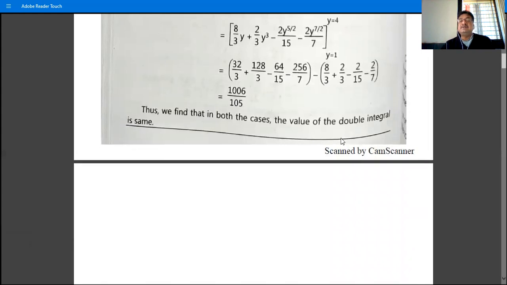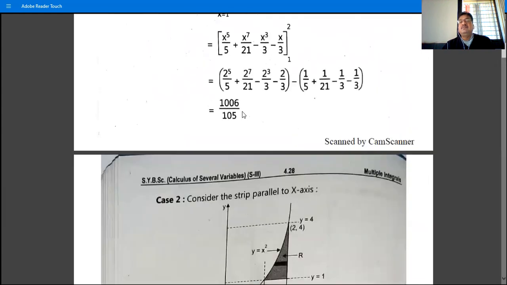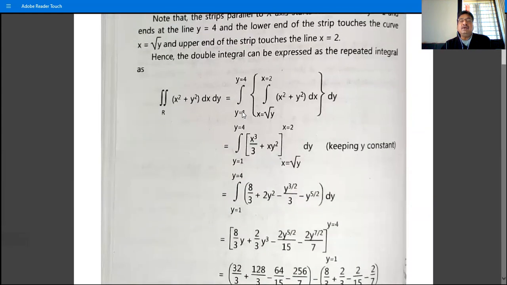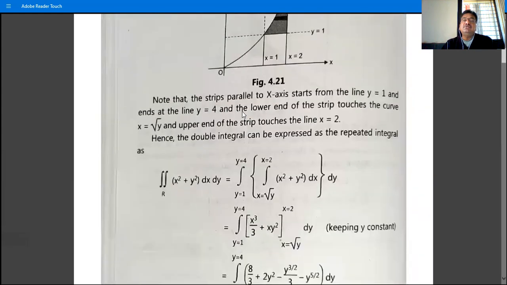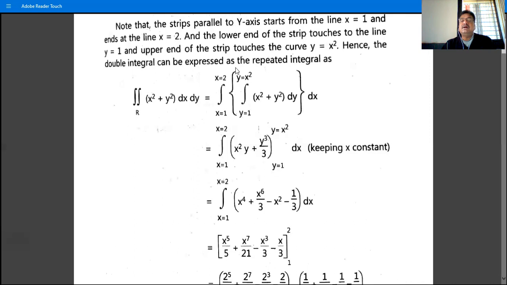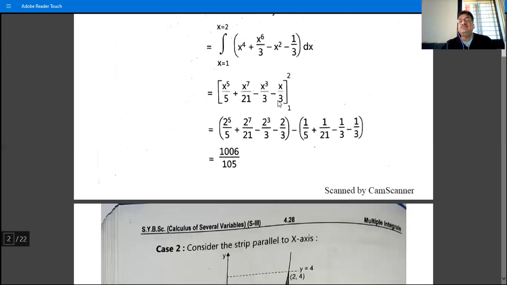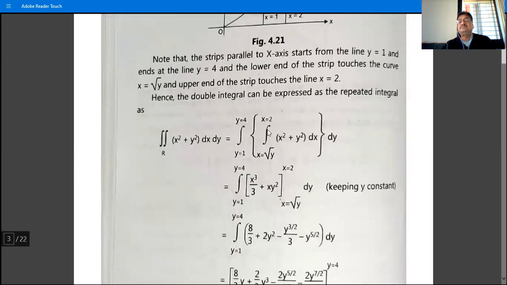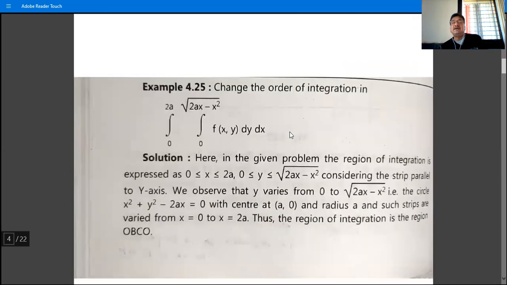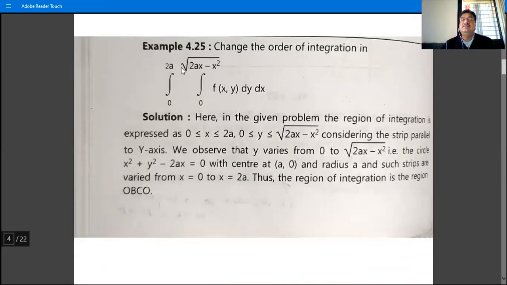So in both methods, we have the same answer. So if we have to change the order, suppose this is given, and we have to change the order, then this is the answer now. Okay, so the next problem is like that, change the order. Here we have to just change the order.